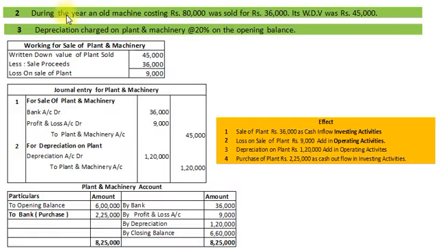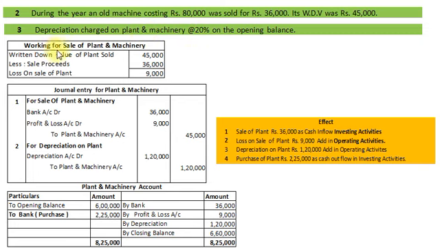Now we will solve adjustment number 2 and adjustment number 3 related to plant and machinery. Adjustment number 2. During the year, an old machine costing rupees 80,000 was sold for rupees 36,000 and its written down value was rupees 45,000, and depreciation charge on plant and machinery at 20% on the opening balance.